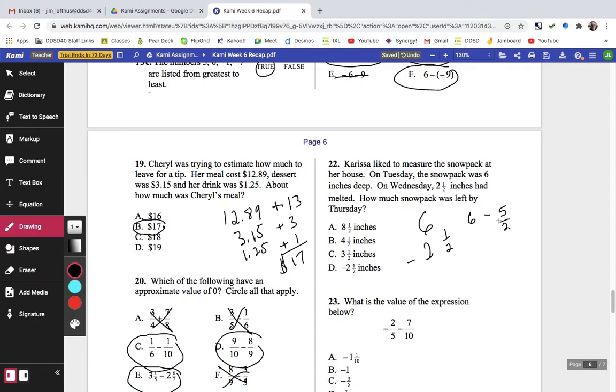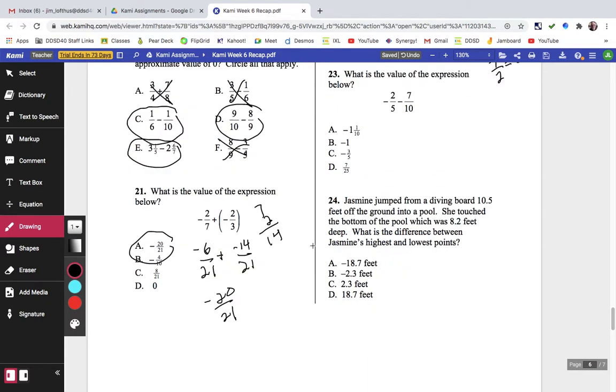This was one that quite a few people missed on the quiz last week. So here's a way that you can do this. You can change that 6 to 12 halves and leave that at 5 halves. So that's 12 halves plus a negative 5 halves. 12 minus 5 is equal to 7. So that's 7 halves left. 7 divided by 2 is 3 with 1 left over. So I'm looking for 3.5 inches left. So how much snowpack was left? That is, what is the difference between what they had and how much melted?